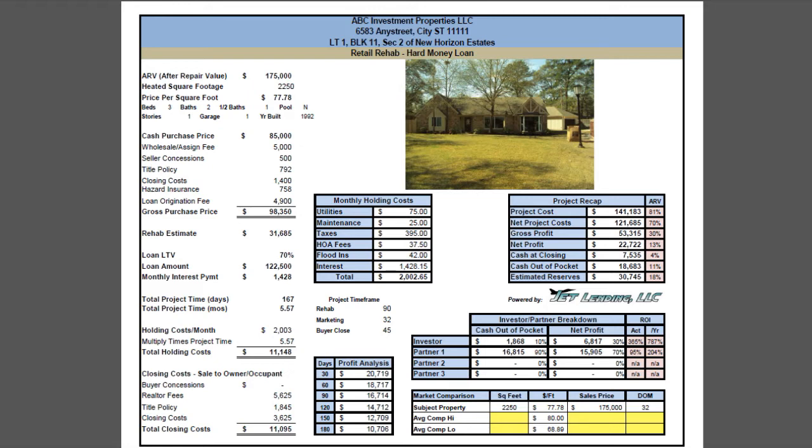You will also note in the lower right-hand side of the page on both there is a breakdown of the cash out and net profits by categories for investor, which is you, and partners as appropriate. This allows you to look at the impact of doing a deal on your own versus bringing in others to participate in your deal. Very valuable information if you're putting together a team to do your investing.